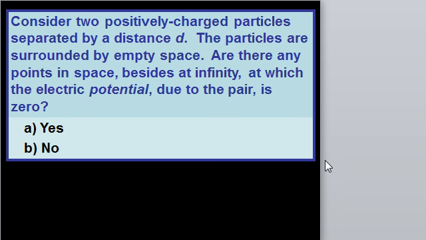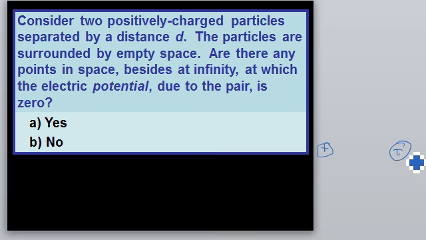And here the answer is no. The big difference, once again, is that when we're talking electric potential, we're looking at a scalar. So we're looking for points in space where the two contributions add up to 0. But any point in space you pick, both terms are positive. So you're adding two positive numbers, you can't get 0.